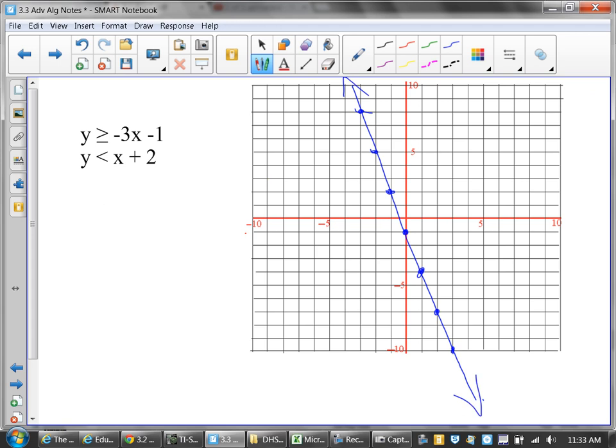Can I use the origin again here for my test point? Yeah. All right, so is 0 greater than or equal to 0 minus 1? Is 0 bigger than negative 1? Yes, it is. So it is true on this side. Okay? Now I go to the other graph. The other graph is y is less than x plus 2. Slope of 1, y-intercept of 2.